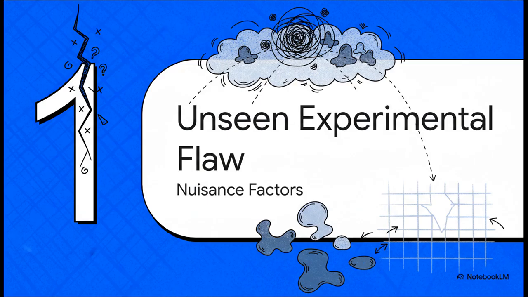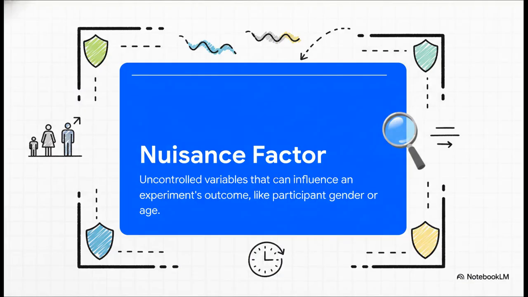Here's the thing. Every single experiment, I don't care how carefully you've designed it, has this potential flaw that we have to deal with. And that is the presence of uncontrolled factors that can just quietly corrupt our data from the inside out. In the world of experimental design, these hidden variables have a name. We call them nuisance factors. These are all the things you aren't intentionally studying, but they can still totally influence your outcome.